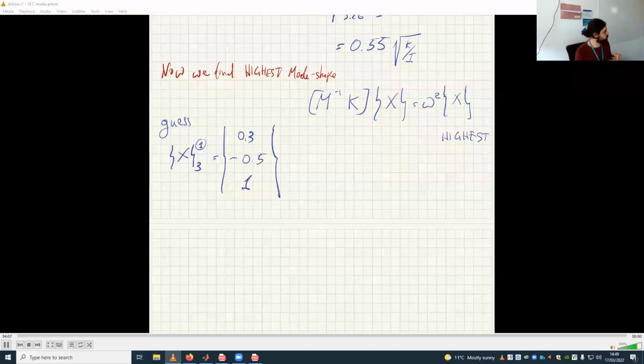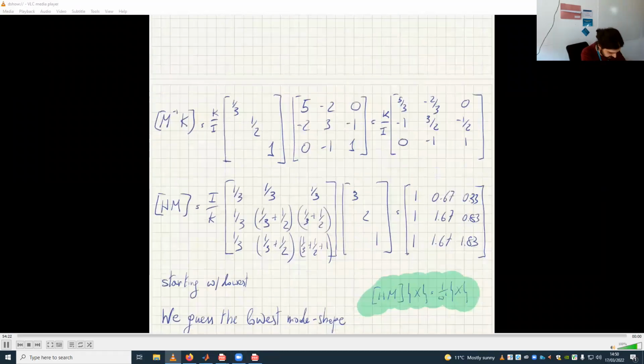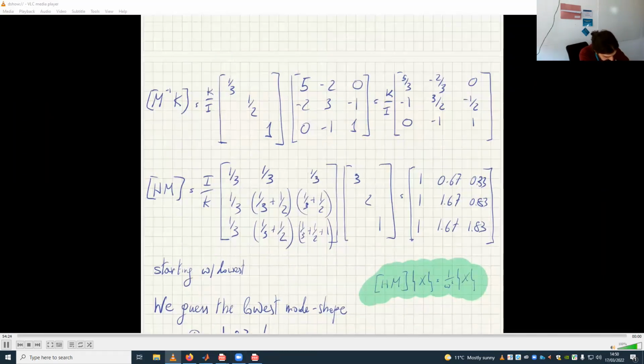And again, it doesn't matter if you start with a negative or a positive, as long as they are out of phase, it's fine, because they are the same up to a scale factor. So m-1 times k, let me do this with MATLAB. We did this already. So this is m-1 times k.